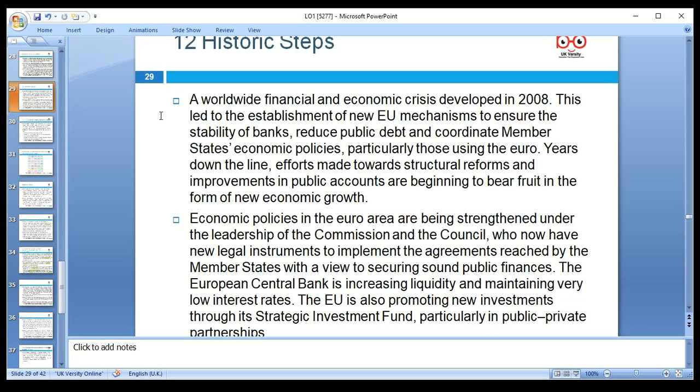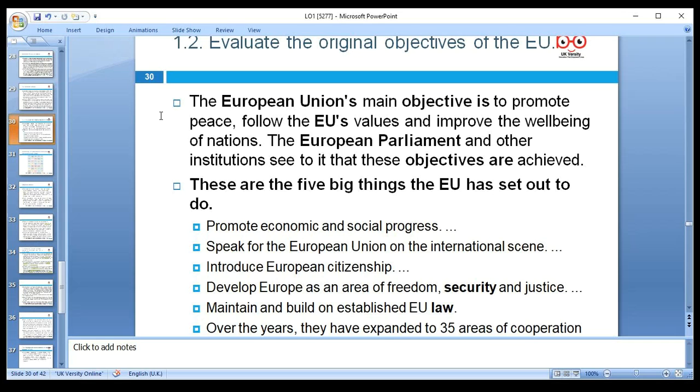Worldwide, the financial and economic crisis developed in 2008, as you may have heard, and it lasted up to 2012, three to four years, affecting a lot of companies, banks and institutions. So the Union injected a lot of money. You may have heard about the bailouts, Cyprus and all these, what happened in those years.